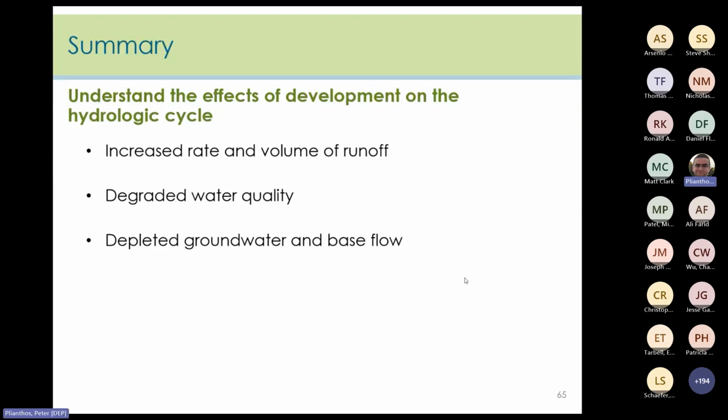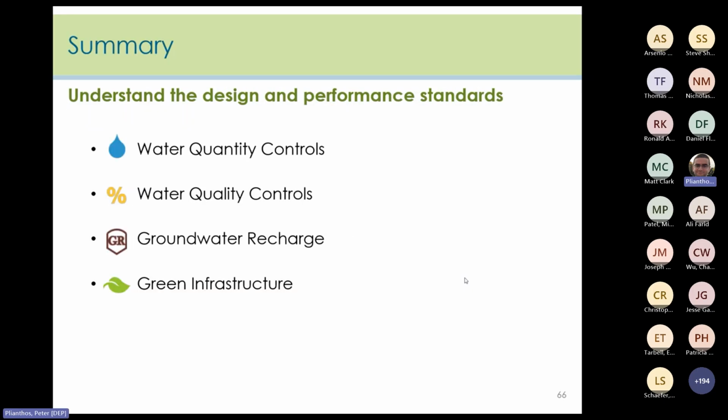In summary, in the first part of the presentation, we covered some of the adverse effects land development has on the hydrologic cycle, including increasing the rate and volume of stormwater runoff, degrading the quality of downstream water bodies, and depleting groundwater. In the final part of this presentation, we briefly covered the design and performance standards in place to mitigate some of the adverse effects of land development.